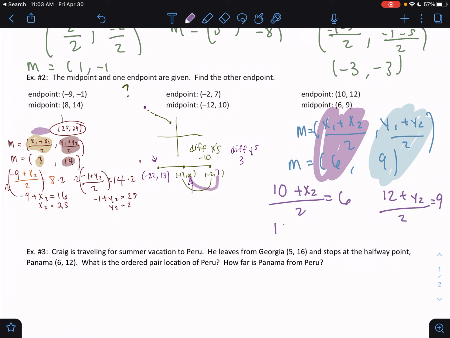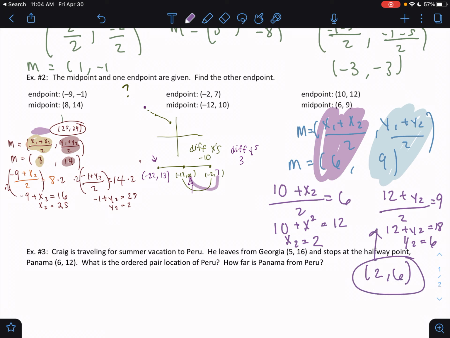Multiply both sides by 2, so we'll get 10 plus x2 equals 12. 12 minus 10 is 2. Multiply both sides by 2 here again, so 12 plus y2 equals 18. Take 18 and subtract 12. So y2 equals 6. This is x2, so I will have 2, 6 as my answer for this one.